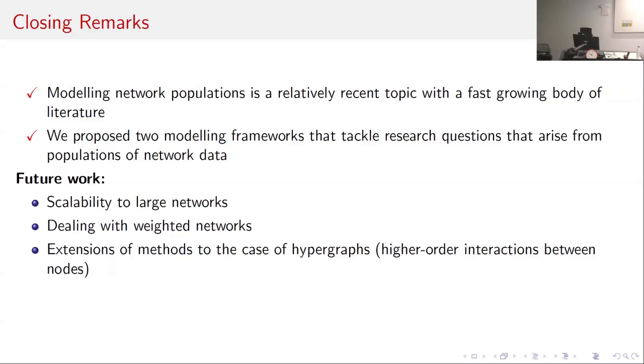I talked about modeling populations of networks, which is a fast-growing body of literature. We propose two modeling frameworks depending on the research questions that we have. There are many future work directions. I have only three bullet points here, but this is very limited compared to the different things you can extend these approaches for. One issue is the scalability to large networks. As I mentioned earlier, having a different inference framework rather than MCMC could improve things, computationally at least.